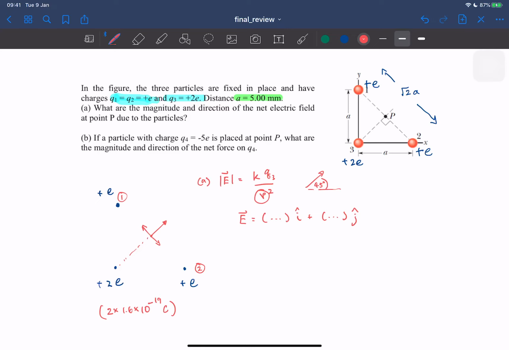Okay, and the other thing that you need to be careful about is this R here. That's the distance from charge Q3, charge number 3, to that point P, right? So it's gonna be root 2A divided by 2. Okay, so it's this distance here. Okay, this is R. Okay, so I hope this is not too difficult, right? Again, you probably need to put in the numbers yourself.